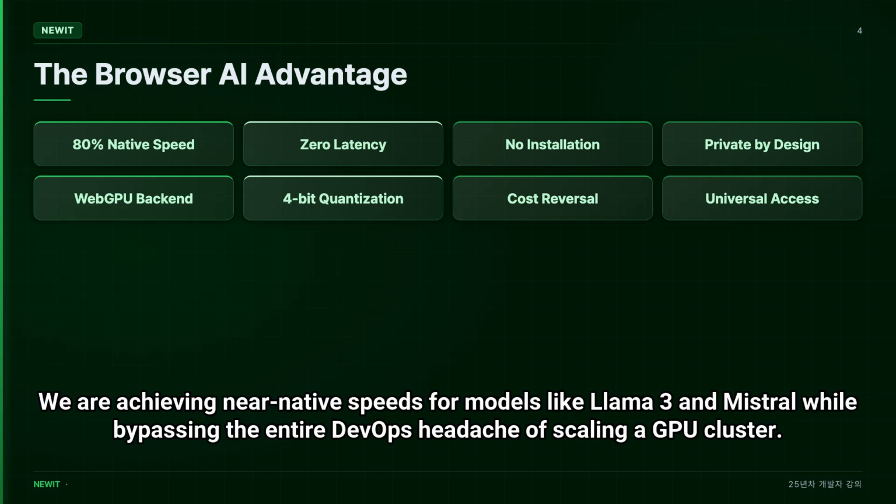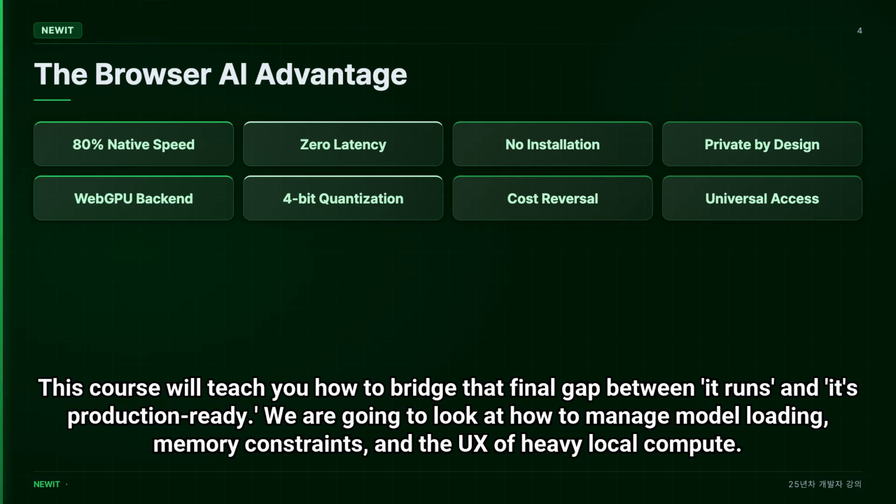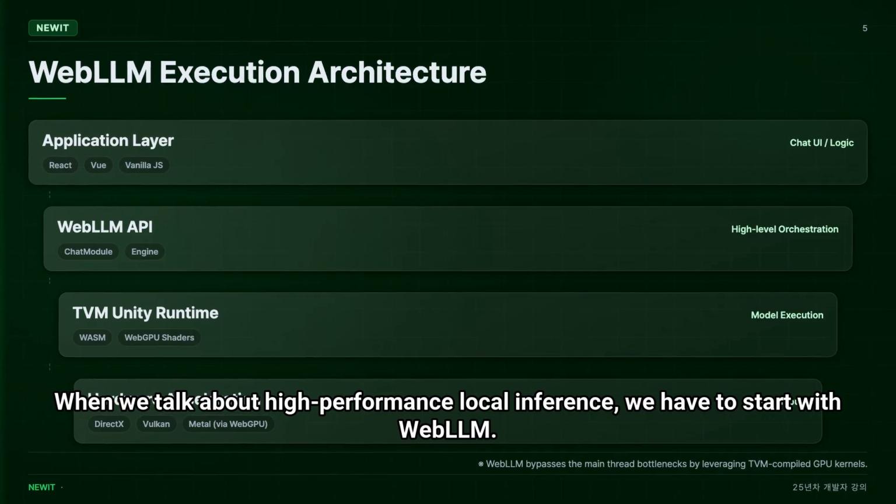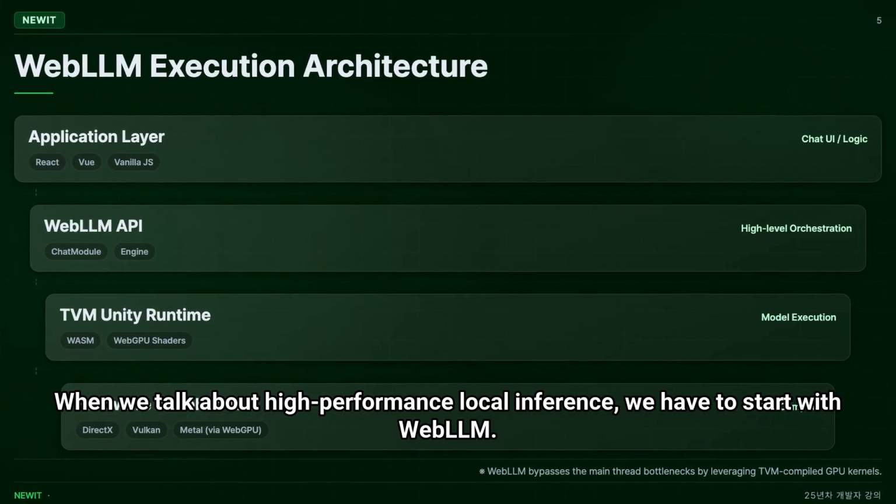We are achieving near-native speeds for models like Llama 3 and Mistral while bypassing the entire DevOps headache of scaling a GPU cluster. This course will teach you how to bridge that final gap between "it runs" and "it's production ready." We are going to look at how to manage model loading, memory constraints, and the UX of heavy local compute. To master this, you first need to meet the core trio of engines that make this magic possible: WebLLM, LiteRT.js, and Transformers.js.